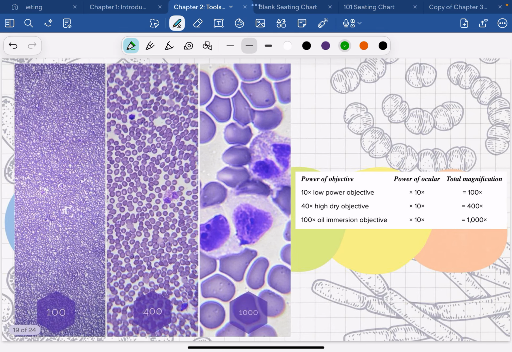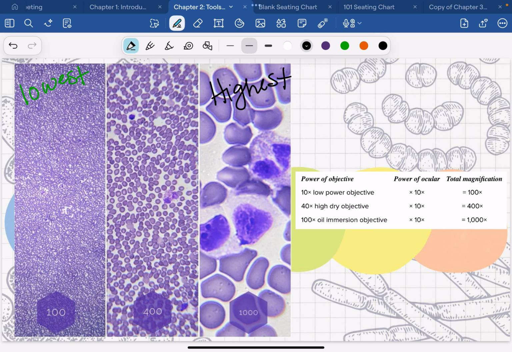Okay. I did want to show you this as a point of comparison of what a light microscope can do. A light microscope allows you to look at things at very different levels of magnification. So it's how big you're making something. The lowest magnification on a light microscope is right here. So this is the lowest, and this is the highest.